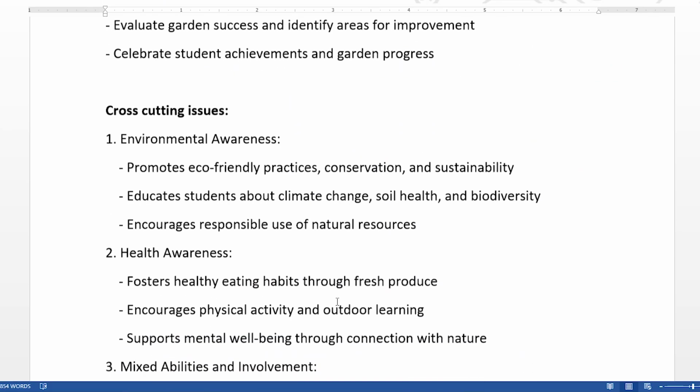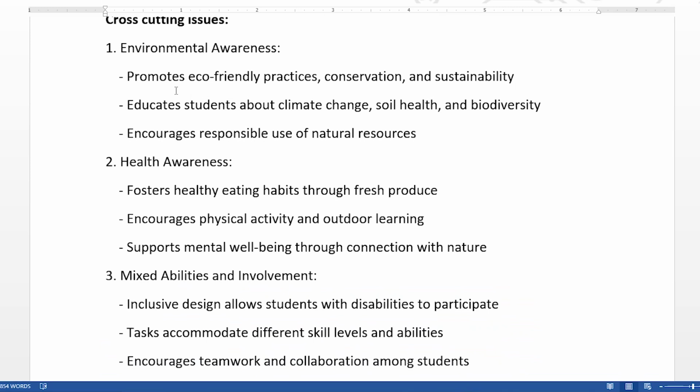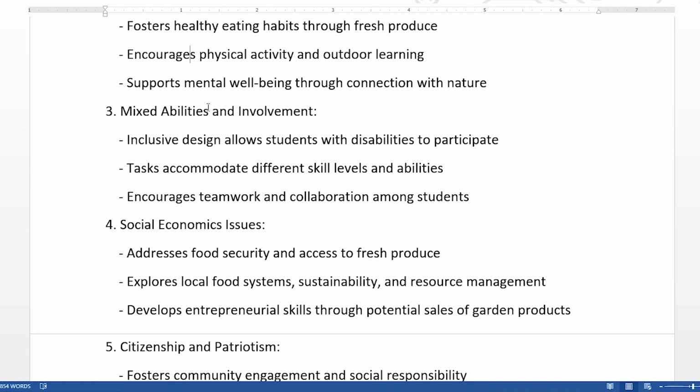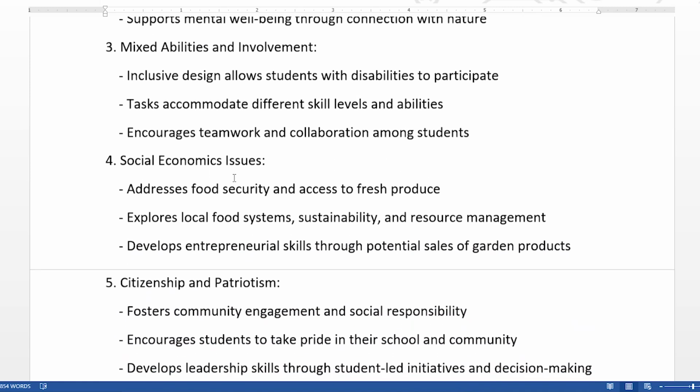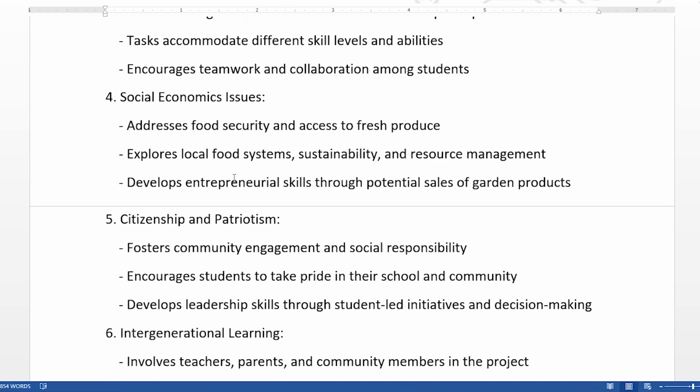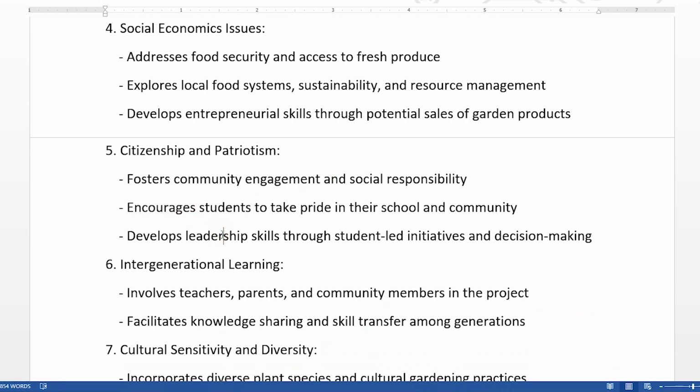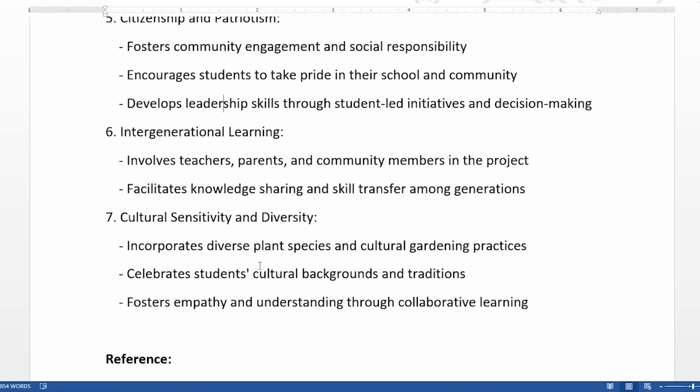And then next is incorporating cross-cutting issues. I've put a few here. Environmental awareness: by making a garden which is environmentally friendly, you are already aware of the environment, with eco-friendly practice. Health awareness, fostering healthy eating habits. When you plant, for example, greens, that is a balanced diet, which is looking at health awareness. Inclusivity, involving different students, social and economic issues, then citizenship is taking responsibility. So that is included there.